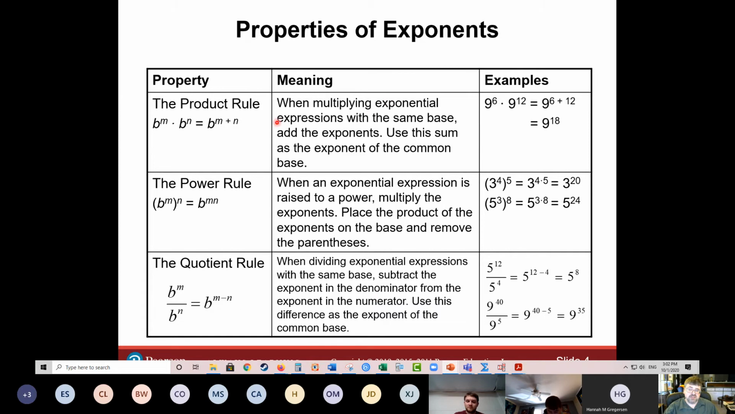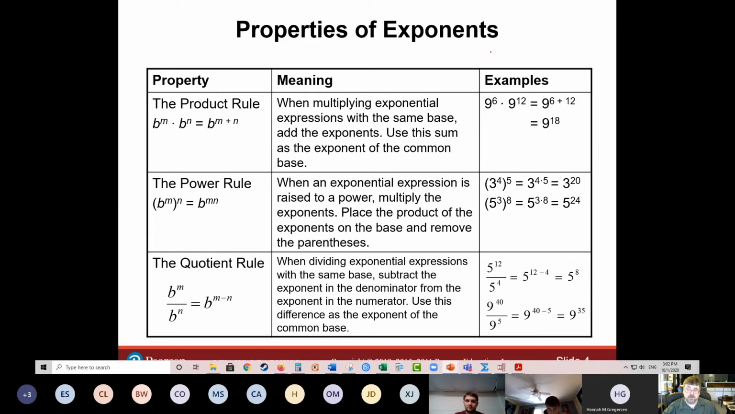If we're multiplying exponential expressions that have the same base, for example, b to the power of m is an exponential expression. B to the power of n is an exponential expression. 9 to the 6th, 9 to the 12th, 3 to the 4th, 5 to the 12th, 9 to the 5th, all of those are examples of exponential expressions. When you're multiplying exponential expressions that have the exact same base, you add the exponents, and the base stays the same. So if we take 9 to the 6th times 9 to the 12th, that is 9 to the 6 plus 12, which is 9 to the 18th.